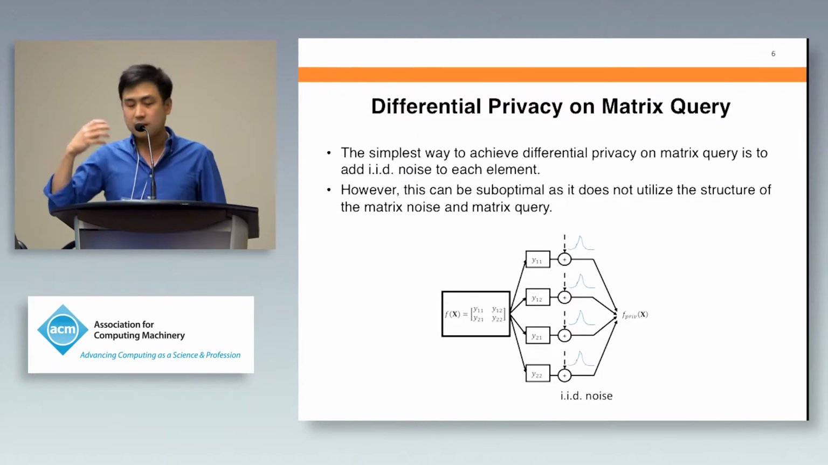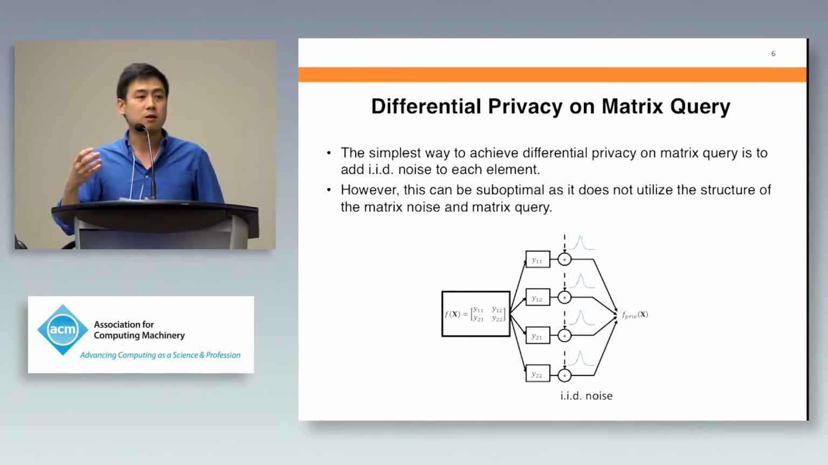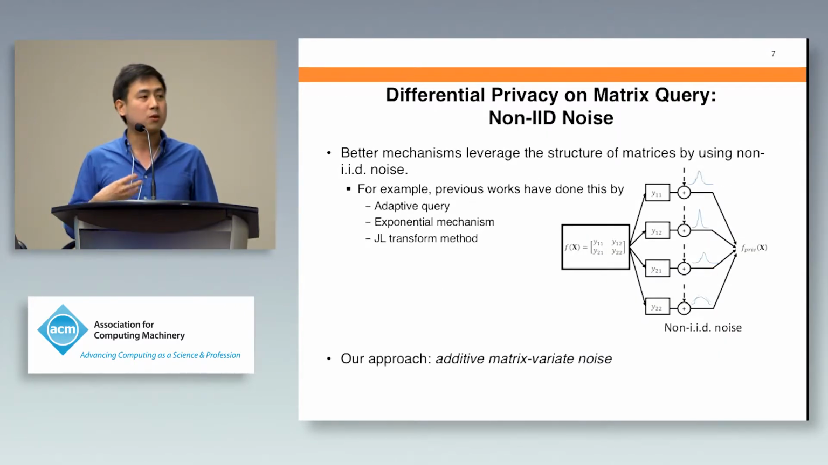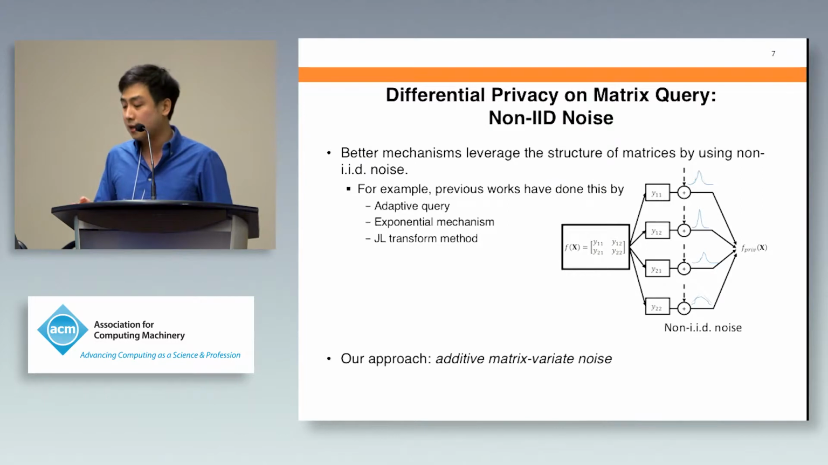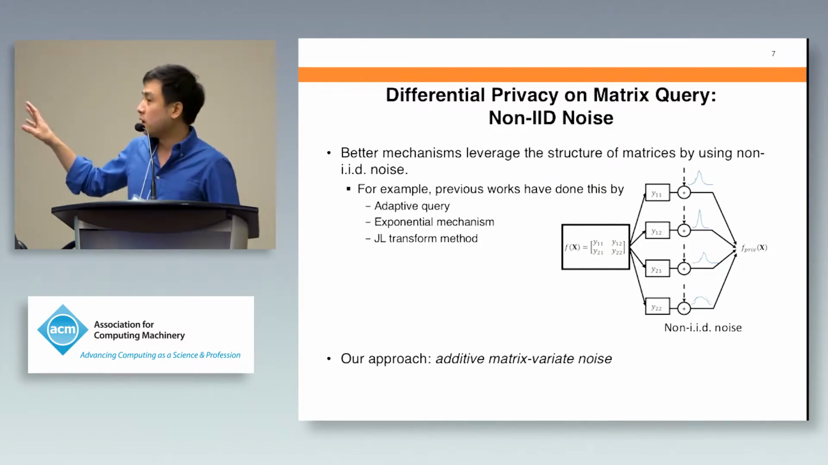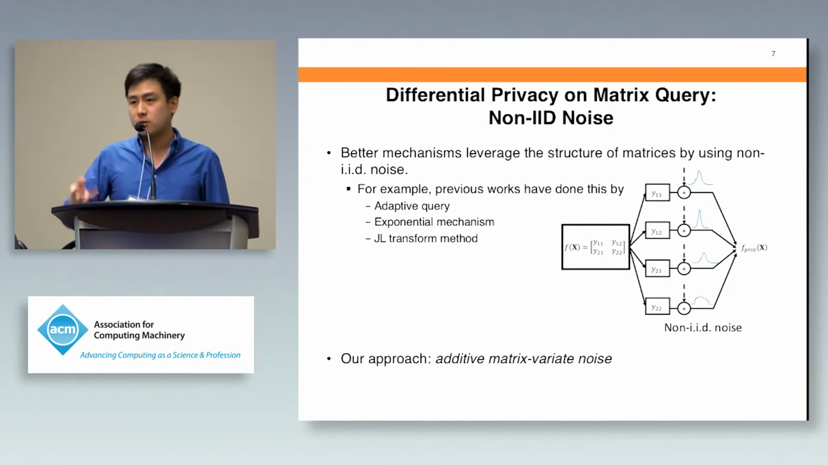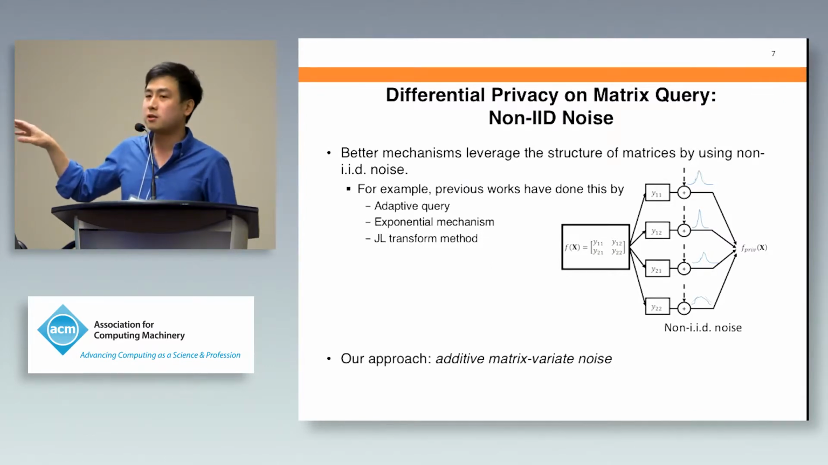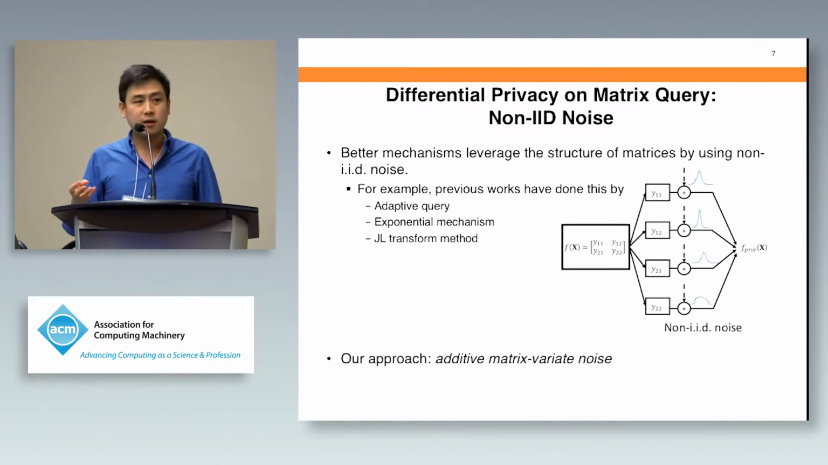So that works. However, it could be very suboptimal because, as you can see, it doesn't really utilize any information about the structure of the query function or the noise. So a better method for this particular case would be to use noise that is non-i.i.d., which is shown in the figure on the right here. Again, similar to the last figure, except now the noise for each element is not necessarily distributed similarly. And this can be done in different ways.